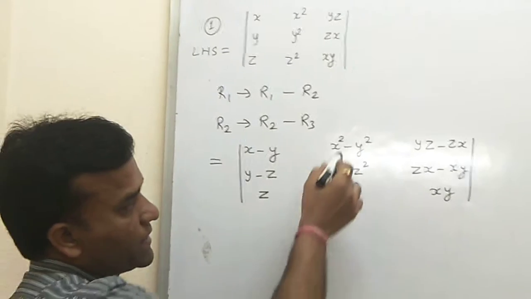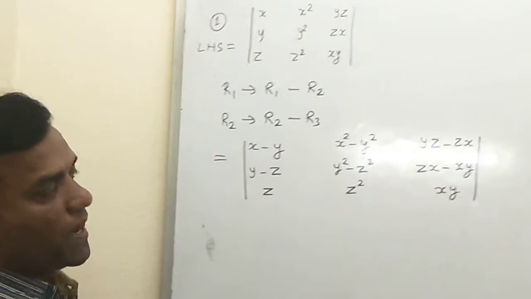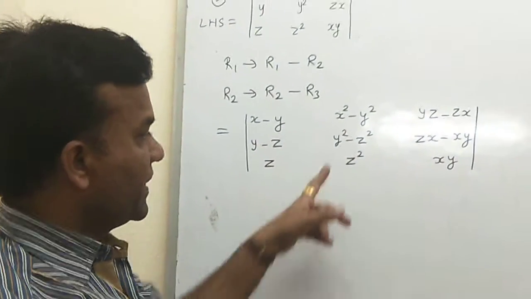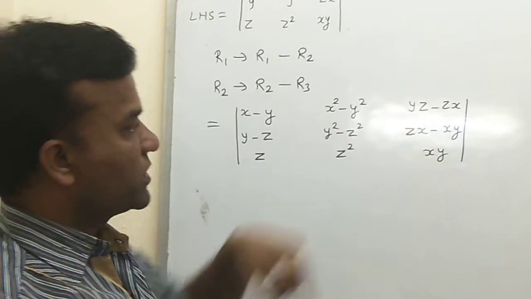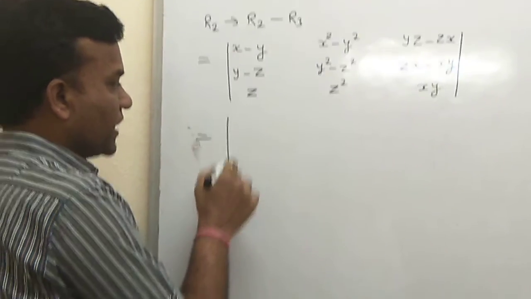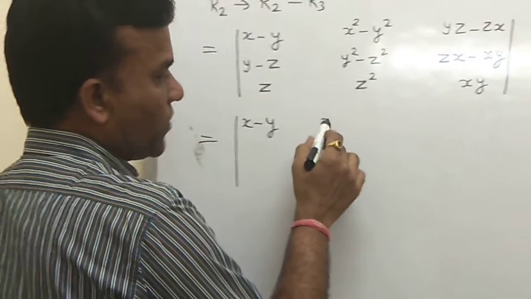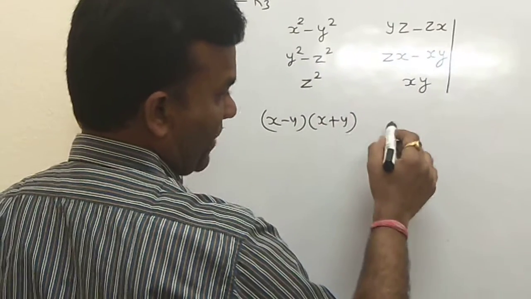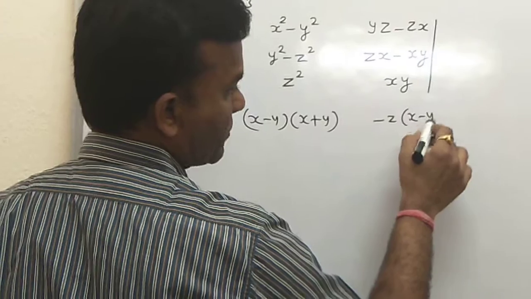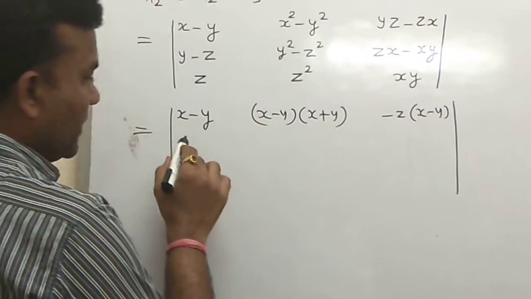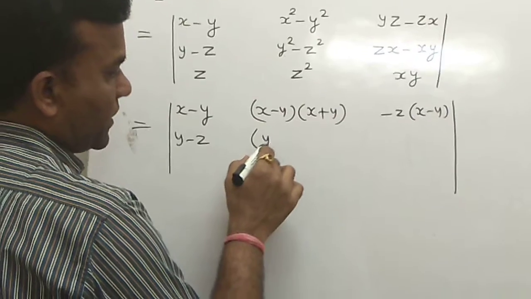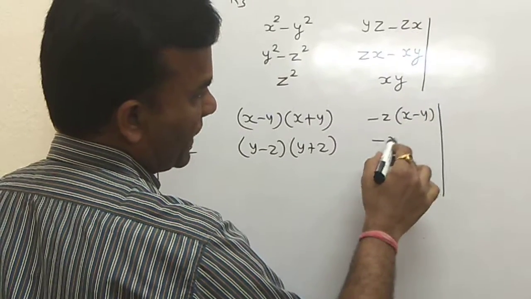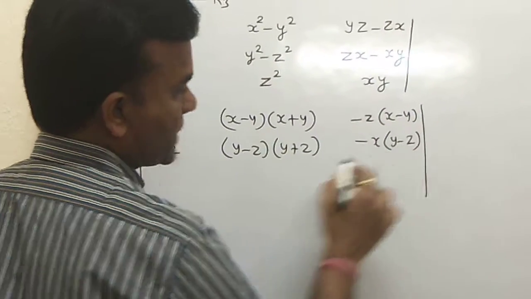Now we split these terms, because you know that x square minus y square is an identity. We know that x minus y and x plus y are two factors. Similarly, this term also has two factors, so again you watch and find out. First we simplify this first row. You have x minus y and x plus y, and here z is common, so taking minus z, you have x minus y here. Then you put the rest as it is. Similarly you have y minus z, here y minus z and y plus z, and again taking common minus x, you get y minus z.